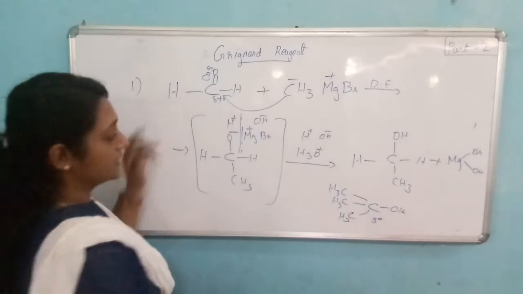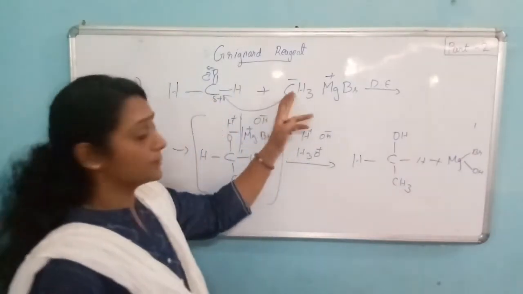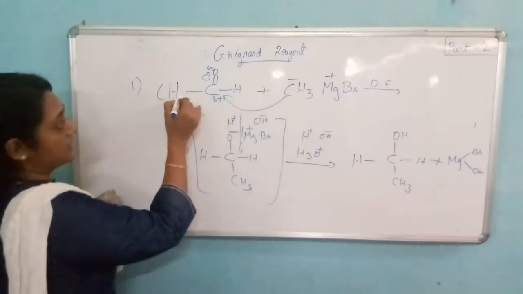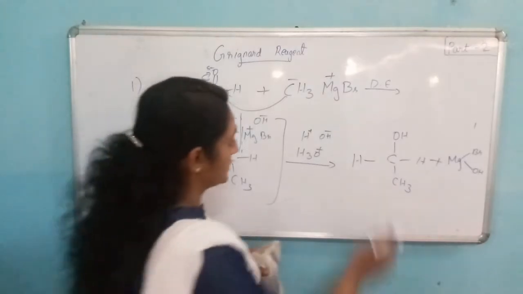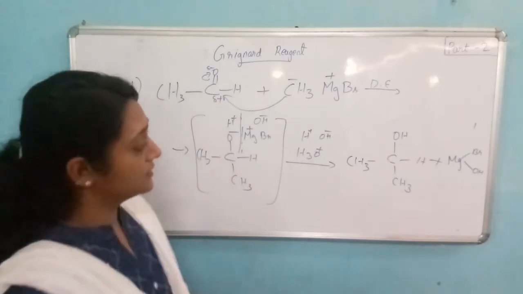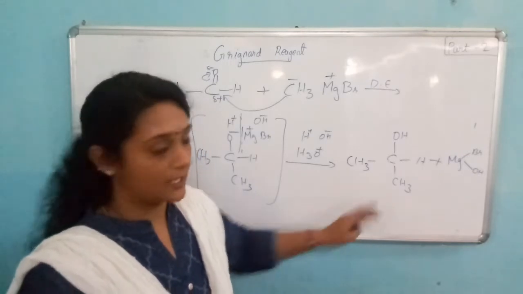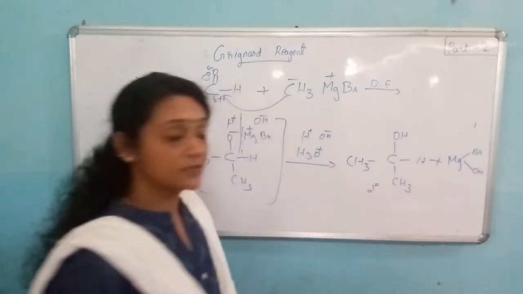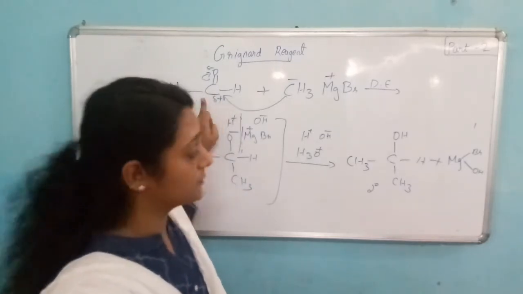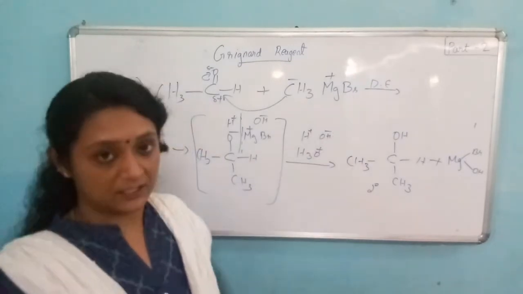From formaldehyde we get primary alcohol when treated with Grignard reagent. And if the hydrogen is replaced with CH3, then the product will also have CH3. The same mechanism, and the product will be a secondary alcohol. From formaldehyde we get primary alcohol, then from an aldehyde other than formaldehyde we get a secondary alcohol when treated with magnesium in presence of ether.